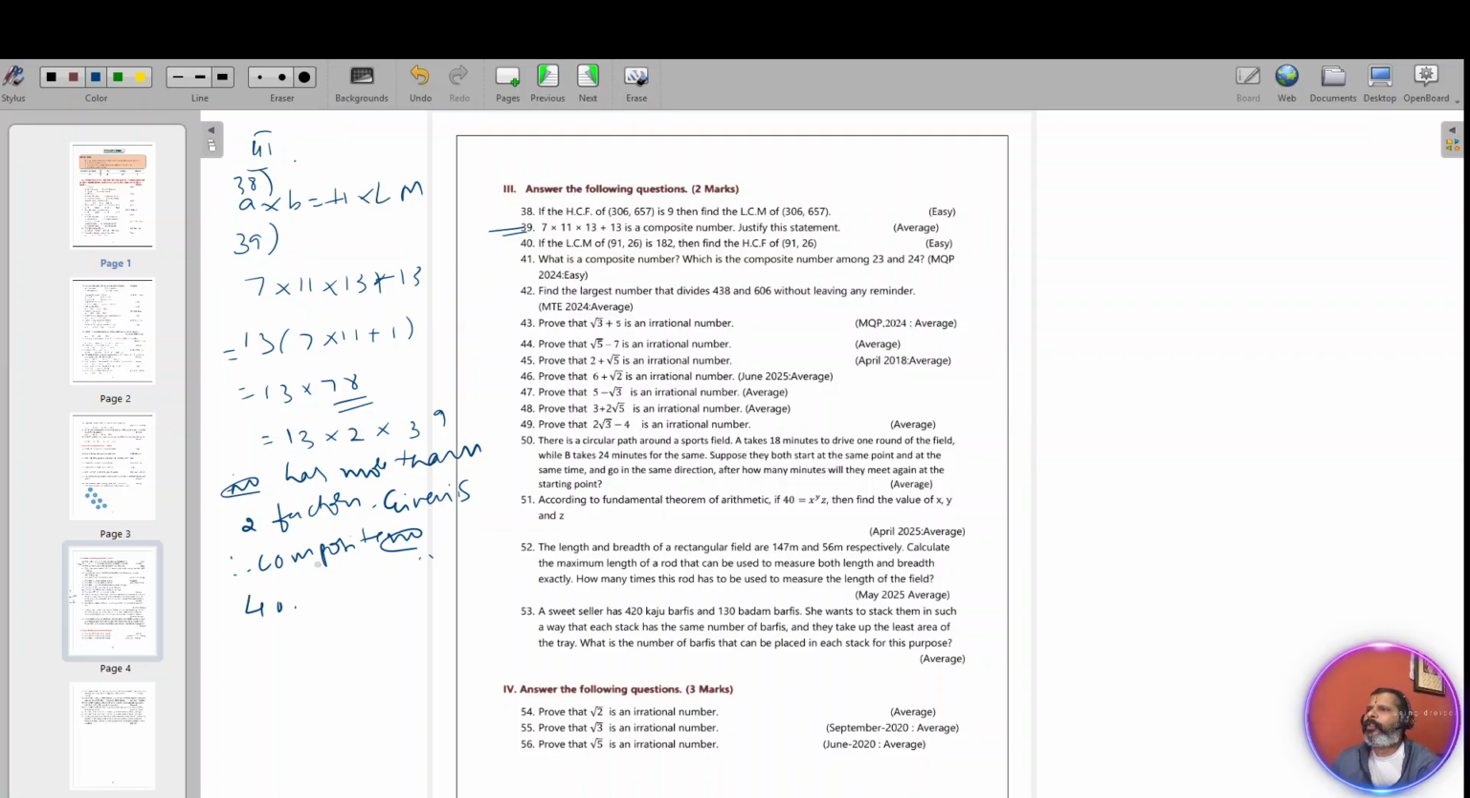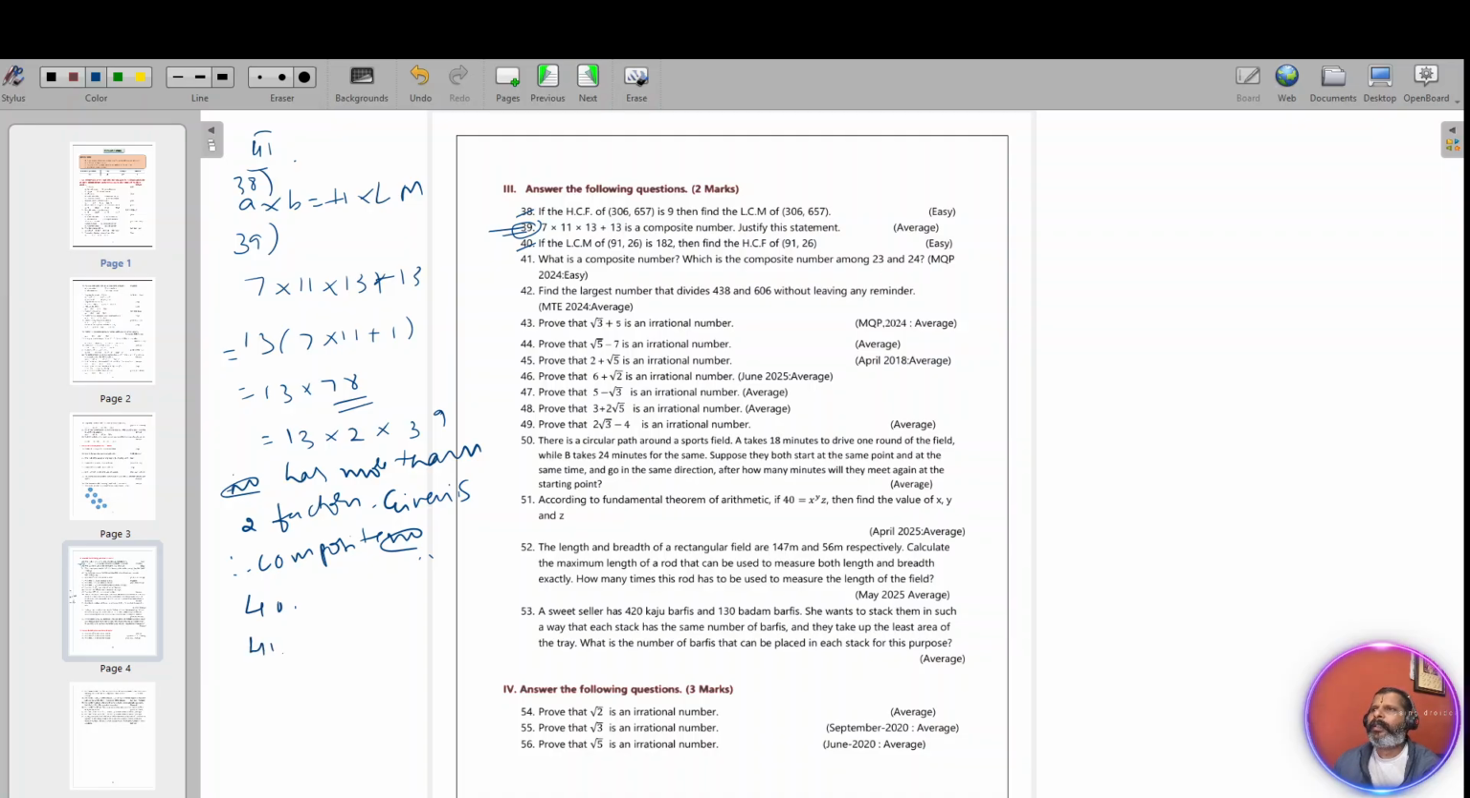Let's see the 40th. 40th is same as 38. LCM of two numbers is given. HCF they've asked instead of LCM. So this is also same. This is important. What I mark in circle is important. What's a composite number? Which among them is the composite number?